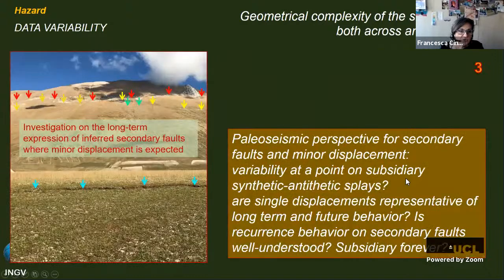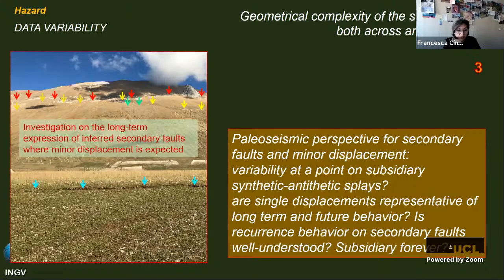And the third observation is that I do not know of any systematic investigation on the long-term expression of inferred secondary faults, where minor displacement is expected. And actually a lot of questions remain pending. Variability at the point of subsidiary synthetic and antithetic splays. Is single displacement representative of long-term and future behavior? Is recurrence behavior on secondary faults well understood? And then, are these subsidiary faults forever?